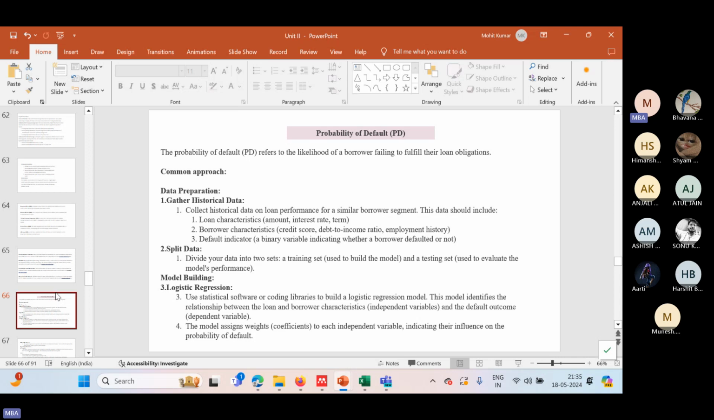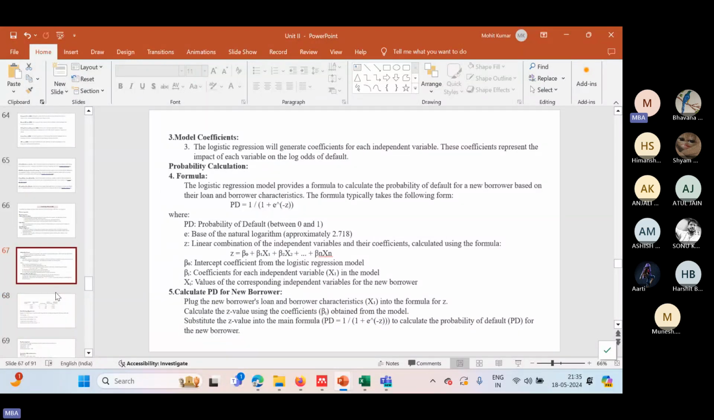Then the third step is model building. In model building, I told you one thing is logistic regression. In brief, I discussed logistic regression, that when the dependent variable is between 0 and 1, you go ahead with the logistic regression. Based on logistic regression, you calculate your coefficients. Once you have these coefficients, you put all these values into the formula of the probability of default, which is PD equal to 1 divided by 1 plus e to the power minus z.